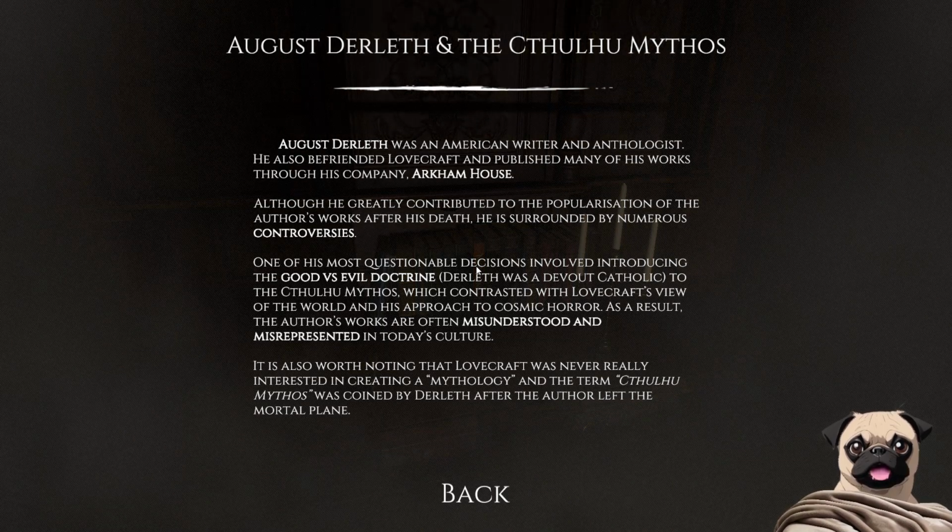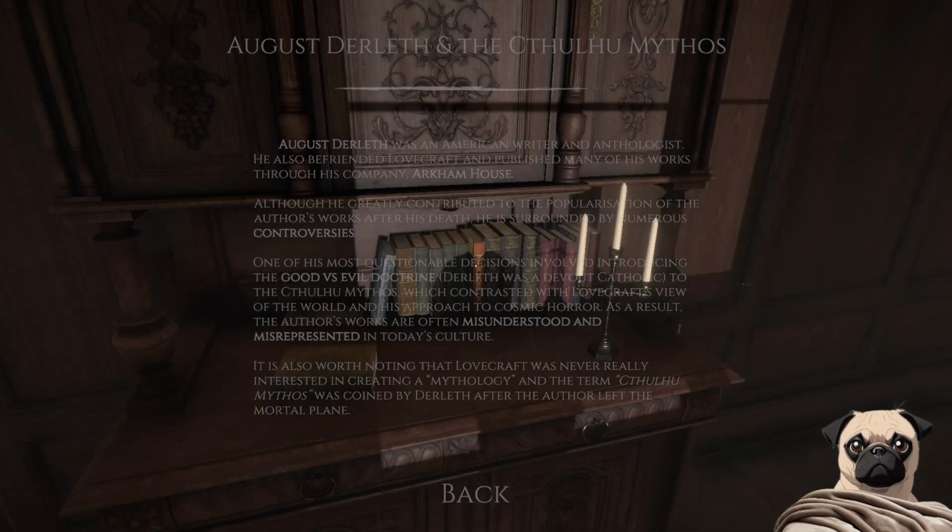August Derleth was an American writer and anthologist. He also befriended Lovecraft and published many of his works through his company Arkham House. Although he greatly contributed to the popularization of the author's works after his death, he is surrounded by numerous controversies. One of his most questionable decisions involved introducing the good versus evil doctrine. Derleth was a devout Catholic, and he applied this to the Cthulhu mythos, which contrasted with Lovecraft's view of the world and his approach to cosmic horror. As a result, the author's works are often misunderstood and misrepresented in today's culture. It is also worth noting that Lovecraft was never really interested in creating a mythology, and the term Cthulhu mythos was coined by Derleth after the author left the mortal plane.